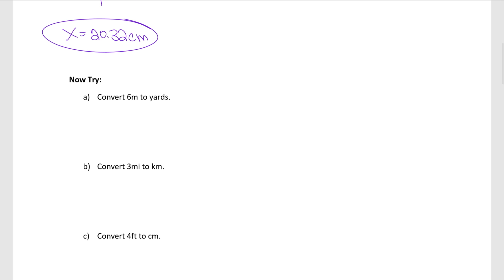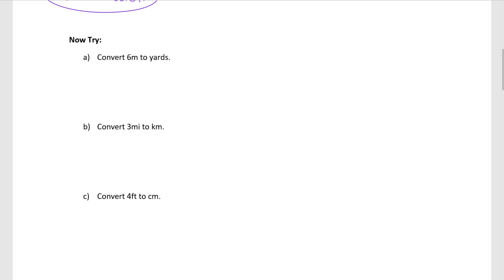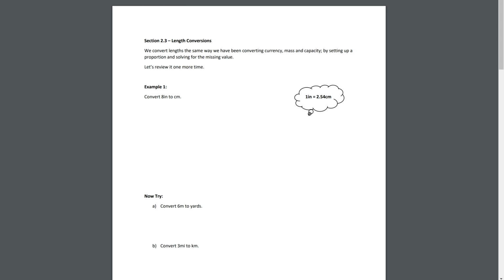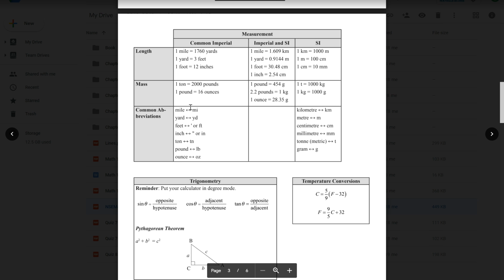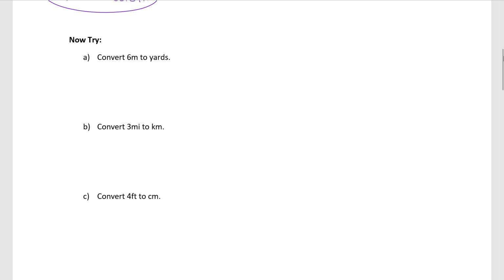So what I'd like you to do is try these problems. So you can pause the video. Make sure you're using your formula booklet. So it looks like this. And you're using these conversion rates to help you solve those. So take a second. Give these 3 problems a try and then come back and we'll correct them.